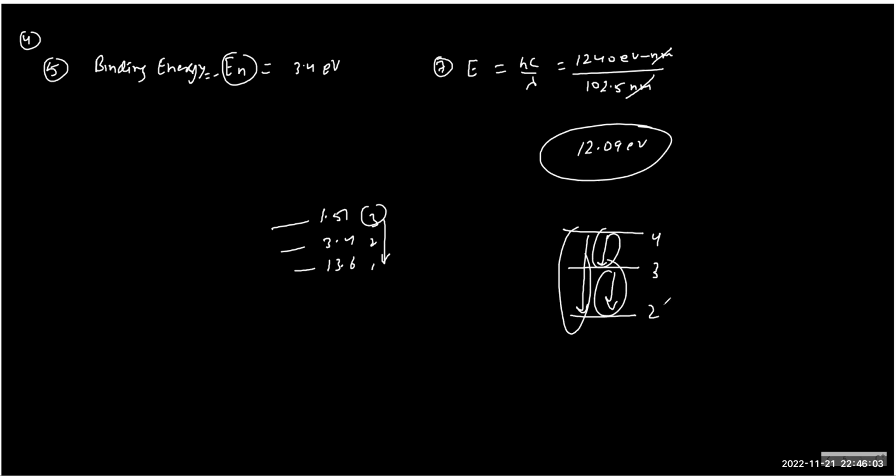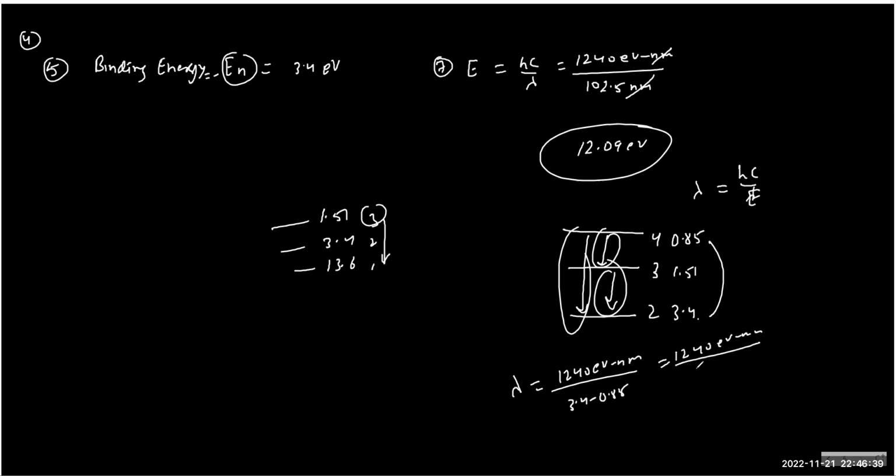Yes. So n(n+1)/2. The energies are 3.4 and 0.85. What is the difference here? 10.2? Tell me all three differences, because for every difference we apply hc by lambda, that is lambda equals hc by E. So hc is 1240 eV nm, and the E we can attach: 3.4 minus 0.85, and 3.4 minus 1.51, and then 1.51 minus 0.85. You can check the answer.